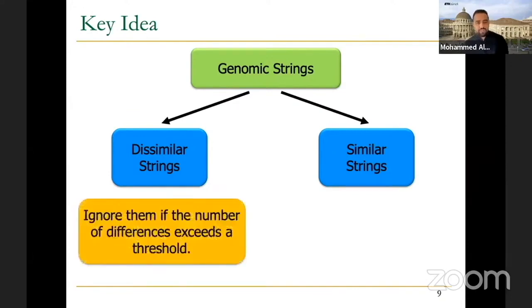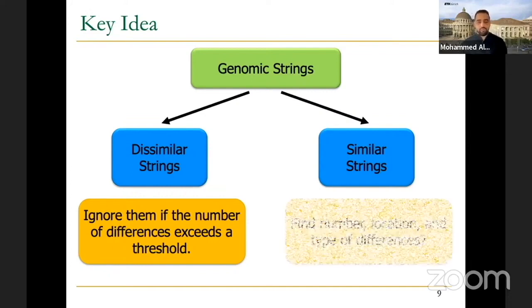For dissimilar sequences, we said normally they are not interesting at all for the application, whatever the application. Since you set the threshold, it means anything above this threshold is not interesting. There's no significance in knowing these differences. So we need to ignore these dissimilar sequences and not use dynamic programming on them after all.